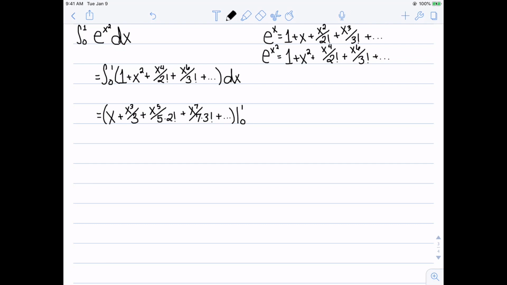So I now have that this is the same as x plus x cubed over 3 plus x to the 5th over 5 times 2 factorial plus x to the 7th over 7 times 3 factorial, etc. And we need to evaluate between 0 and 1. Since this is an infinite series, it might be difficult to figure out the exact value when I substitute these numbers in, but we're just going to use the first 4 terms to get an approximation. When I stick 1 into the first 4 terms, I get 1 plus 1/3 plus 1/10 plus 1 over 42. And when I stick in 0, I get 0. Which gives me approximately 1.457.